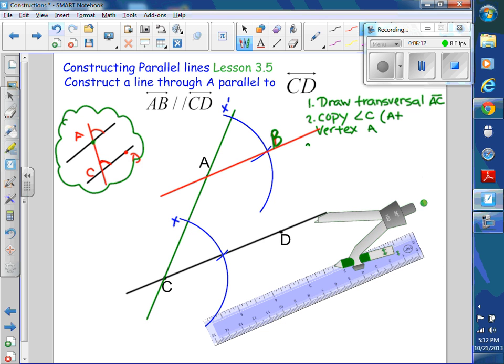So the third step was, after you copy angle C at vertex A, so we've copied this angle here, your final step is to draw in AB. And that's how you make parallel lines.